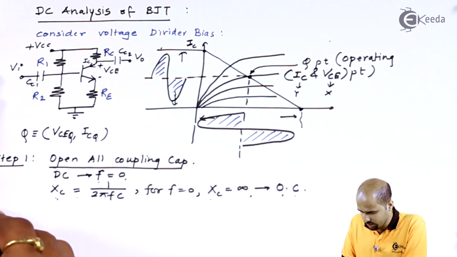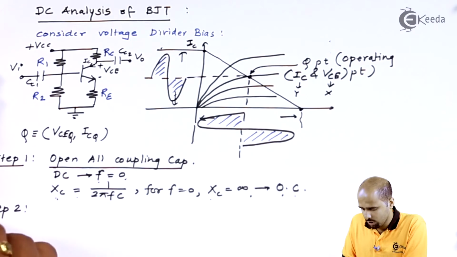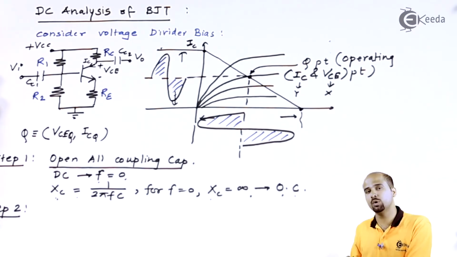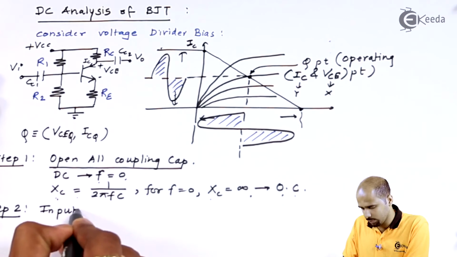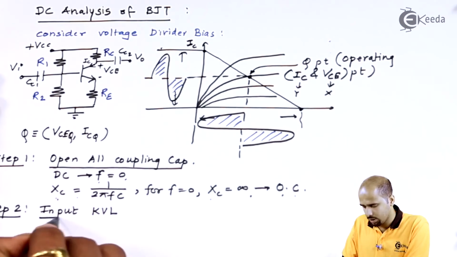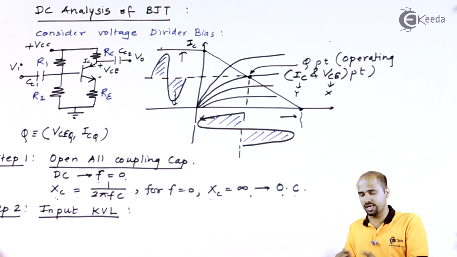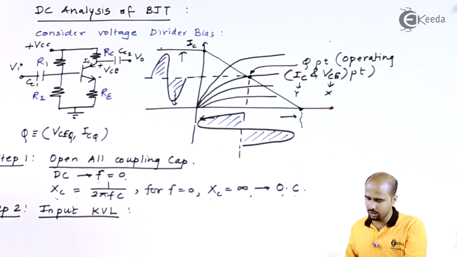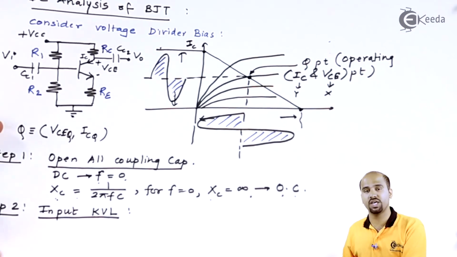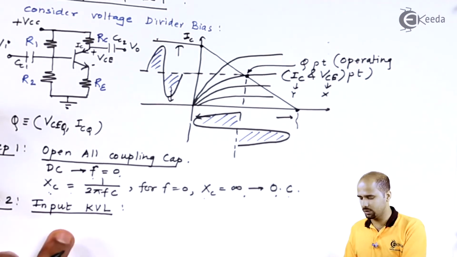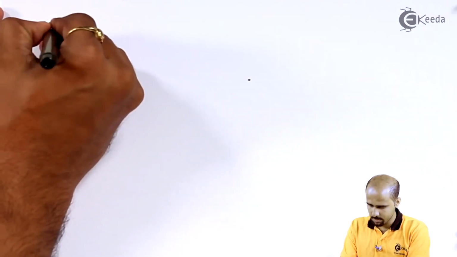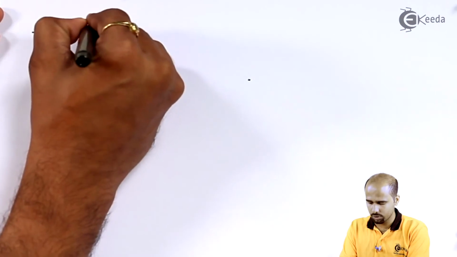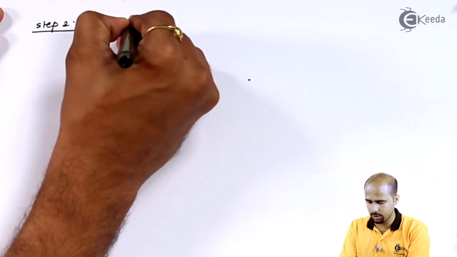Now for step number 2, we have to go for input KVL. Especially for this kind of voltage divider bias, we have to make some changes in my circuitry. How will we deal with the changes in my circuitry? So step number 2 is input KVL.